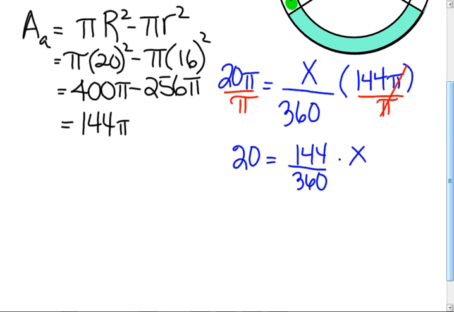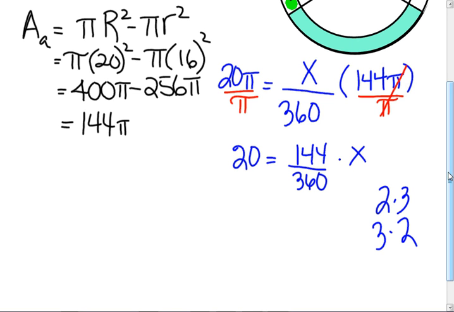You guys, you're supposed to be participating. You're not participating. I just switched the 144 and the x. I can do that. Commutative property says if I have 2 times 3 or 3 times 2, it's the same thing. I just did it because it makes you happier to see it like that.